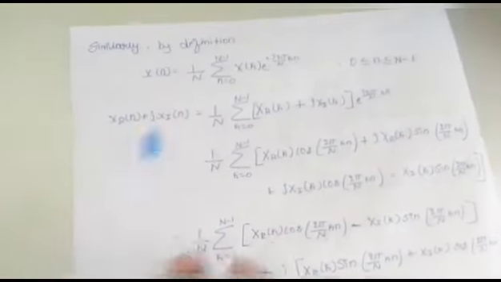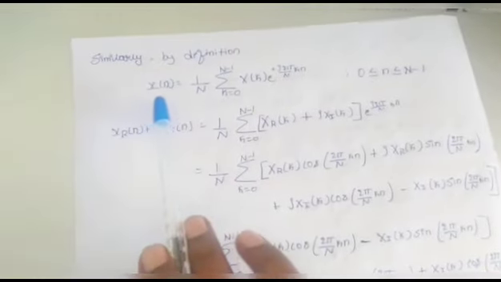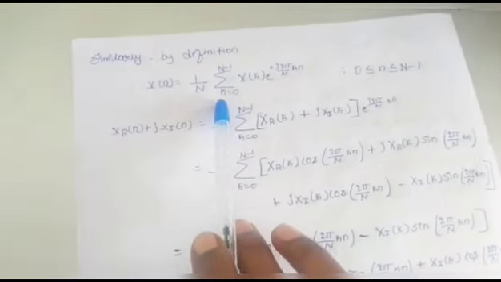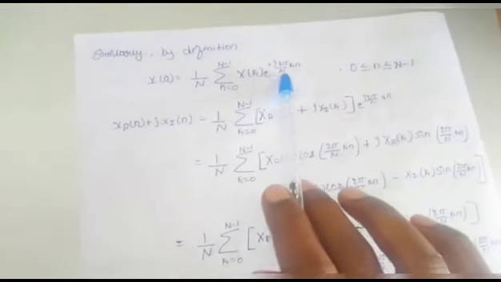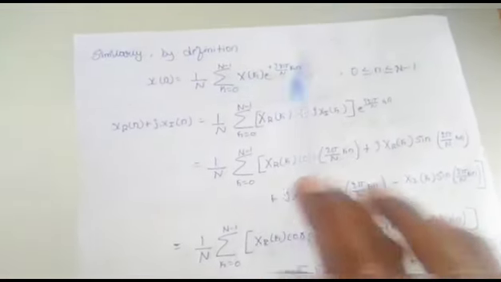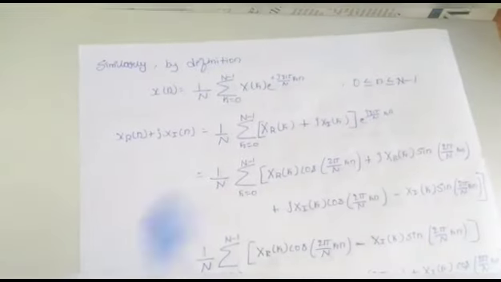Finally, here we take the inverse DFT formula, that is x of n is equal to 1 by n summation of k equals 0 to n minus 1 x of k into e to the power of plus j 2 pi by n into kn. Here n varies from 0 to n minus 1.